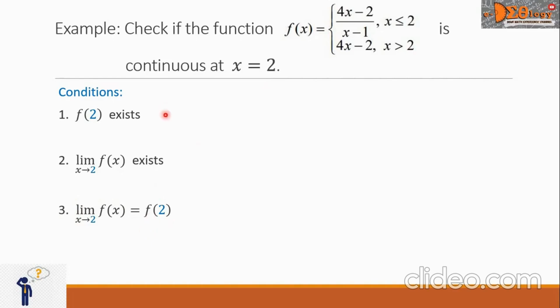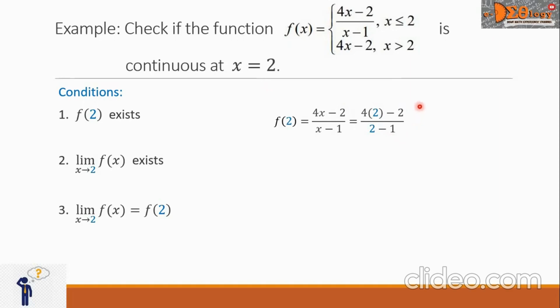Let us first check if condition 1 is satisfied. For our f of 2, we're going to use the function 4x minus 2 over x minus 1. We are using this function because of the equality on the symbol here, and that corresponds to the f of 2. Evaluating this fraction, when x is equal to 2, we have 4 times 2 minus 2 all over 2 minus 1.